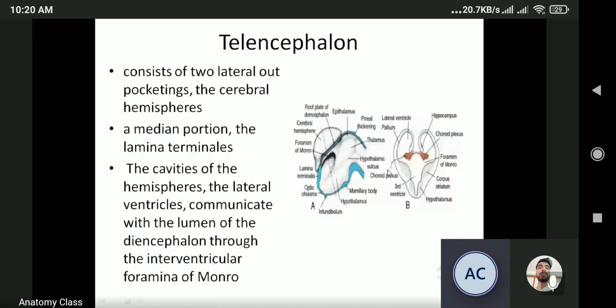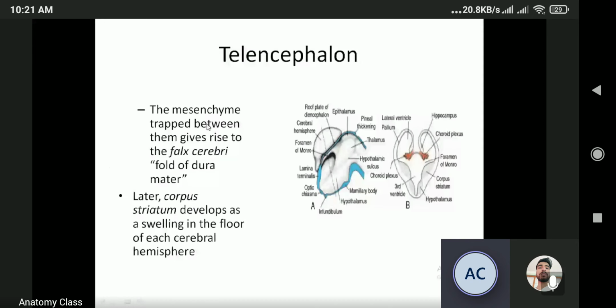Can you see, this is the interventricular foramen of Monro. So it communicates the diencephalon with the lateral ventricle. And mesenchyme trapped between them gives rise to the falx cerebri, a pole of the dura mater. And later there is formation of the corpus striatum.